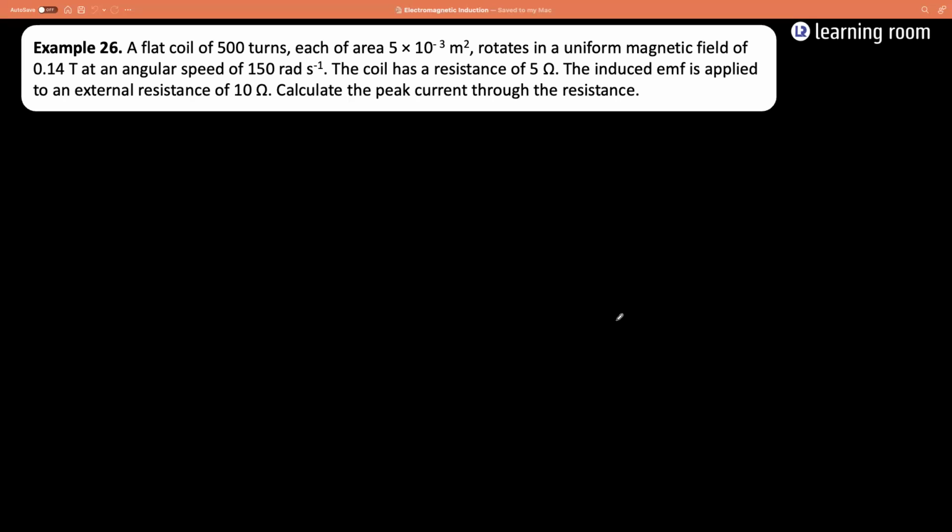A flat coil of 500 turns, each of area 5 × 10^-3 meters squared, rotates in a uniform magnetic field of 0.14 Tesla at an angular speed of 150 radians per second. The coil has a resistance of 5 ohm. The induced EMF is applied to an external resistance of 10 ohm. Calculate the peak current through the resistance.